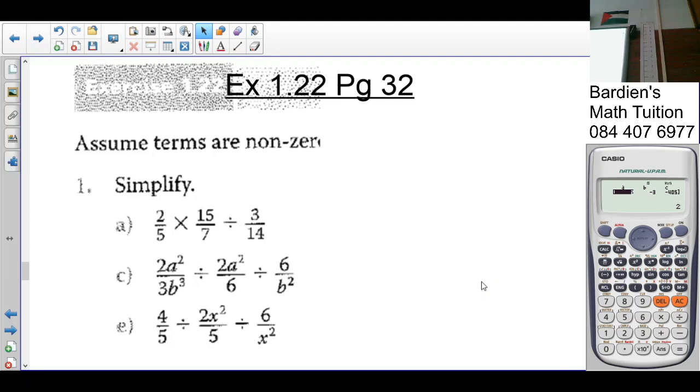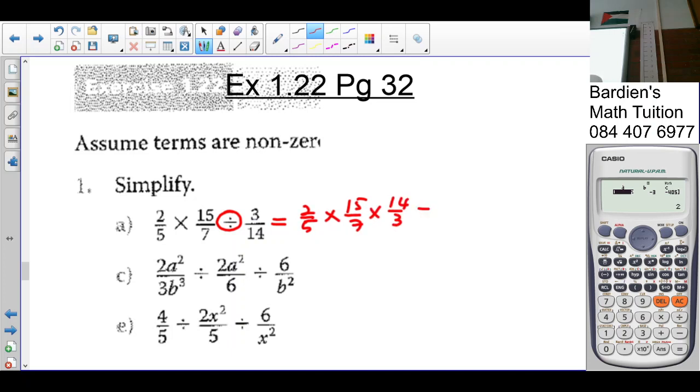Okay, guys, finish? Yes. Let's look at the A quickly. What's going to happen here? Change that. So it's going to be 2 over 5 times 15 over 7 times 14 over 3. Now what? 7 going to 7 once, 7 going to 14 twice. 5 going to 5 once, 5 into 15 thrice. 3 cancel that 3. So what we are left with is 2 times 2, which is? Any confusion there?